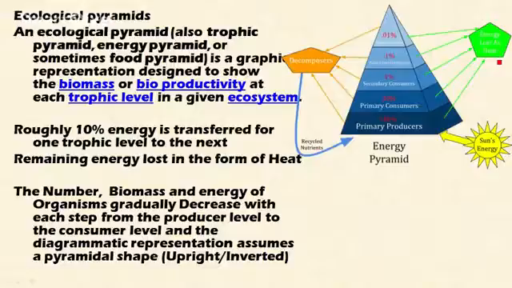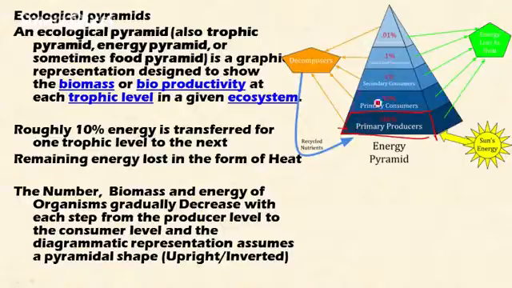It is a graphical representation designed to show the biomass or bioproductivity at each trophic level in a given ecosystem. Here each trophic level is represented by horizontal slabs. For example, the primary producer is represented by a horizontal slab occupying the basic position, and the length of this horizontal line represents the quantum of number, biomass or energy it holds. The longer the length, the more energy and number.